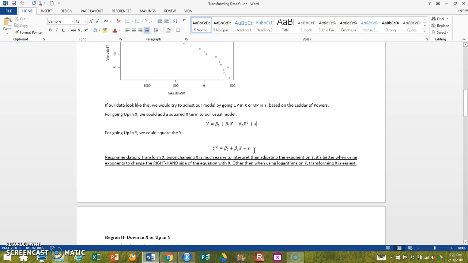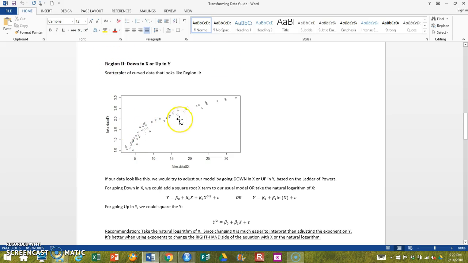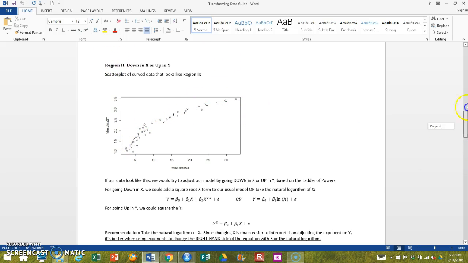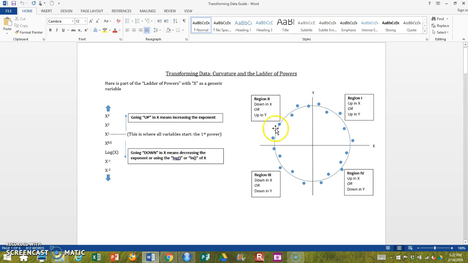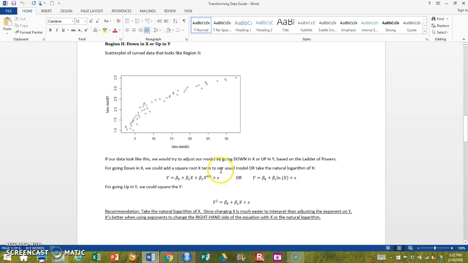So anyway, looking at the second region, region 2, I have this upward curvature here. I can go down in x or up in y. If I want to go up in y, it's just like in region 1. But like I said, that becomes difficult to interpret. So a common thing to do is you can add, say, a square root term.